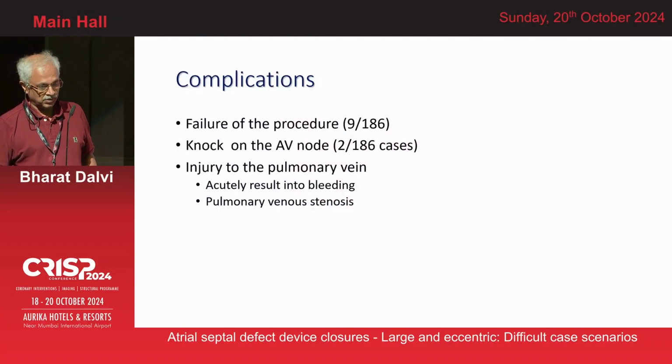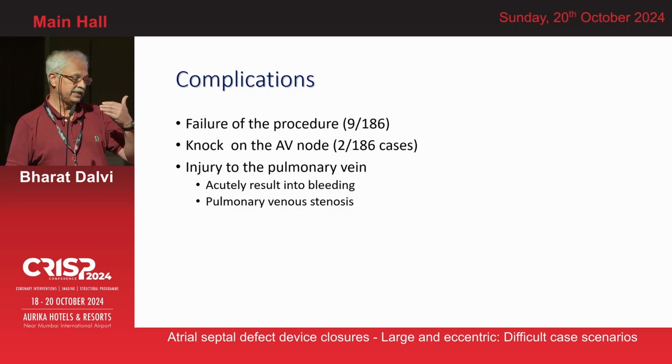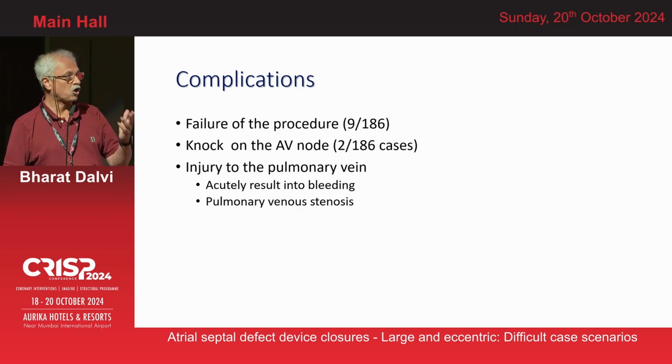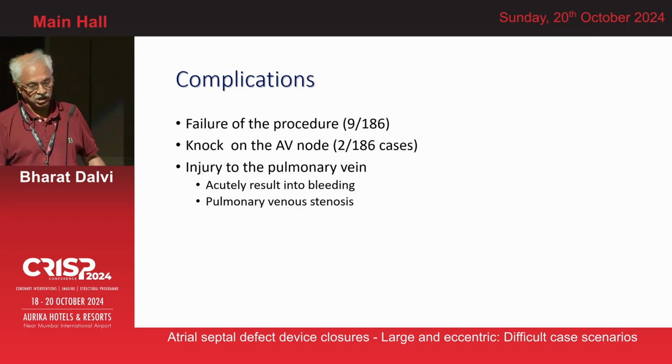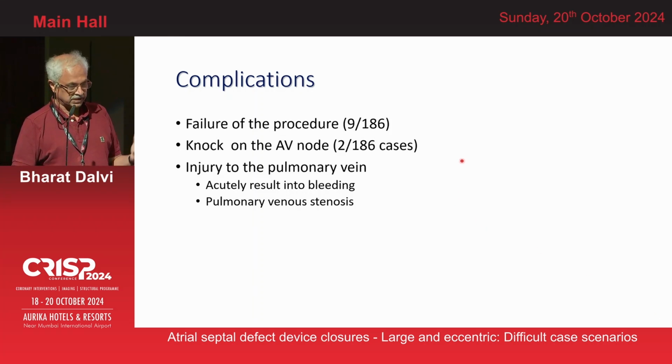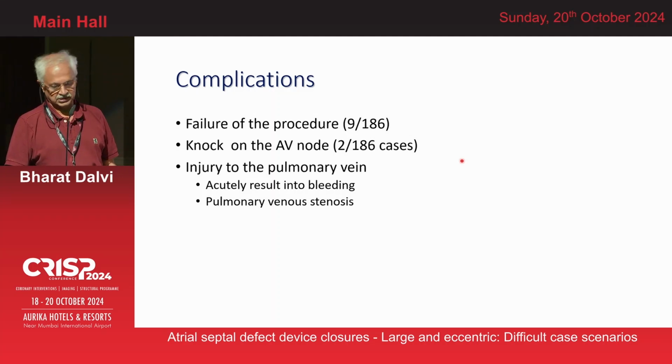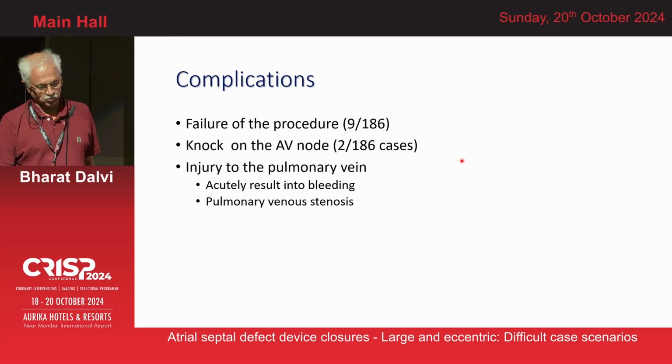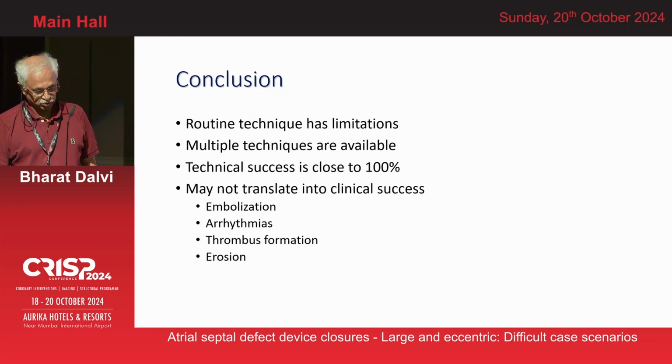The only problem with this kind of technique is, one, the injury to the pulmonary vein, so you have to be very careful. And secondly, when you push onto the cable, you knock onto the AV node, so the chances of heart block are pretty high. As I said, with this left atrial engagement and disengagement, of course, there is a failure of the procedure, and sometimes even with pull-push, you may not be able to succeed. Knock on the AV node and injury to the pulmonary vein, which can acutely result in bleeding and chronically in pulmonary venous stenosis. Both these complications, fortunately, we have not seen so far.